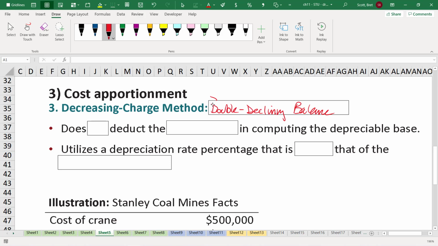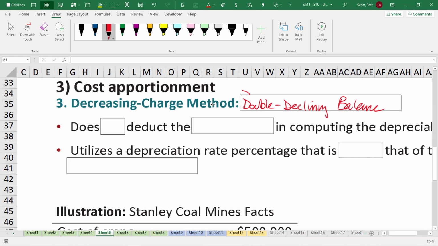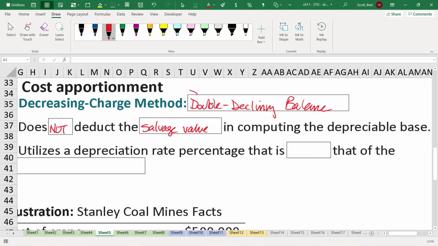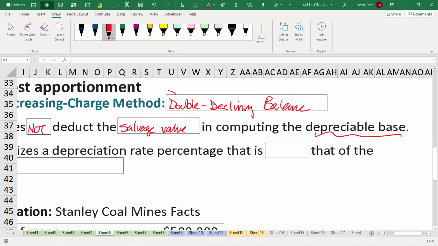Okay. This particular depreciation method does not deduct the salvage value in computing the depreciable base. We do not worry about the salvage value to come up with a depreciable base. We do use the salvage value in our calculations. I'll show you how it's done. But a depreciable base, we don't worry about that in this particular depreciation methodology.